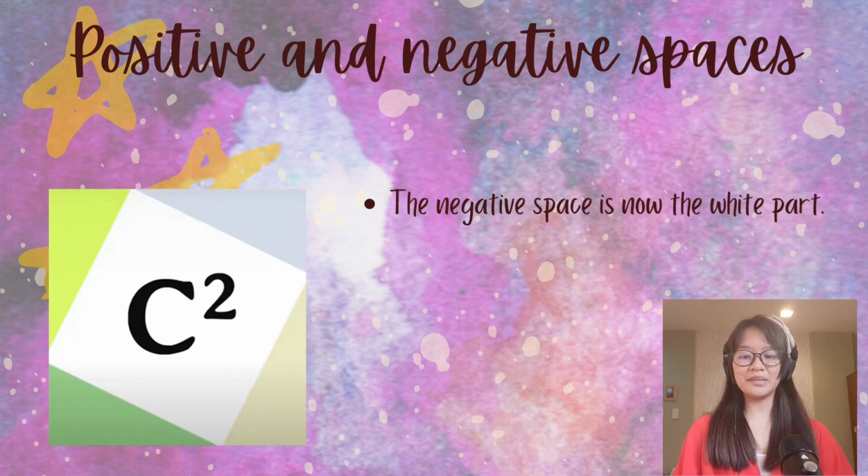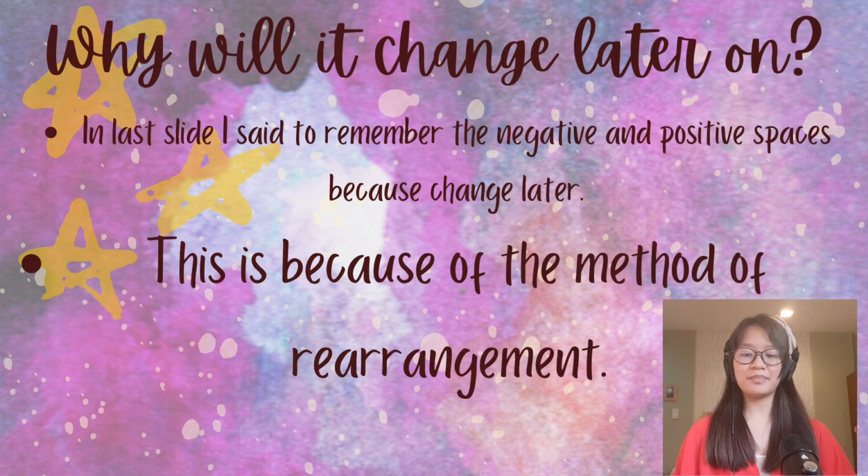Well, now that we've established that the area of the negative space is c squared, this just shows it with the color white. Remember when I told you that the positive and negative spaces will change later on? This is because of our method, the method that we'll be using today, which is called the method of rearrangement. The method of rearrangement is basically taking all 4 triangles and rearranging them to form not 1 negative space, but 2. Before that though, let's identify where the 4 triangles are.